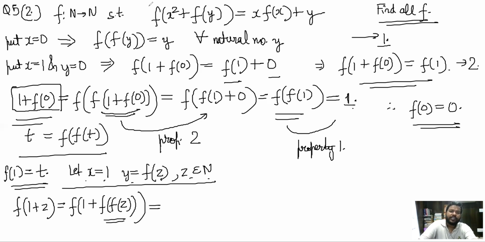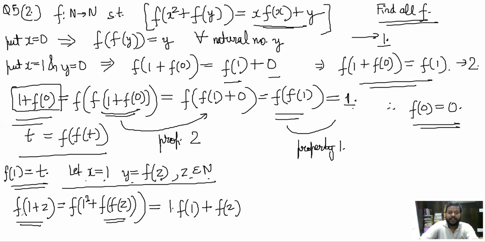Now look at the original identity here, right? I can write 1 as 1 square, and instead of y I have f of z, right? Now it is fitting this property. So I will replace it using this. So x is 1 and x is again 1. So this is 1 into f of 1 plus y is f of z, right? Great. So ultimately see what I have gotten. f of 1 plus z is f of 1 plus f of z for any z belonging to natural numbers.